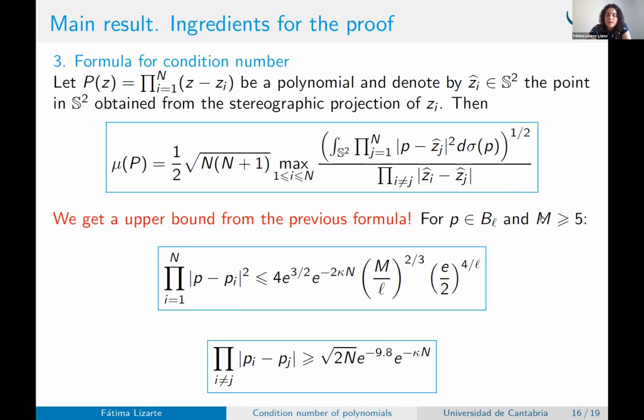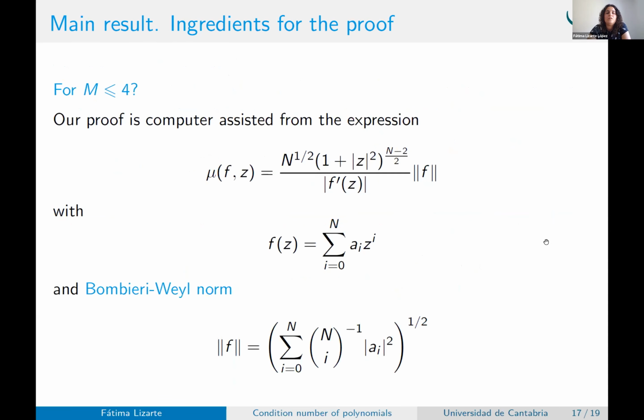What happens when n is smaller than 5? In this case, our proof is computer assisted thanks to this expression that allows us to compute exactly the condition number of a polynomial for simple cases. This norm is the Bombieri-Weyl norm defined like that. It is similar to the Euclidean norm, but its coefficients have this weight.